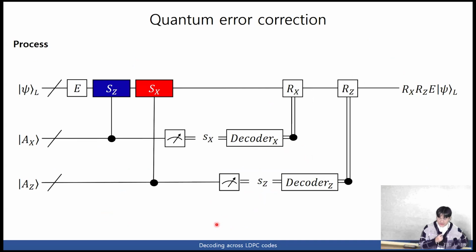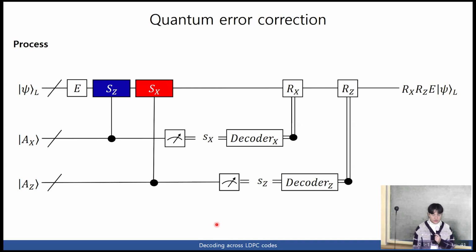The overall process of the error correction looks something like this. We get an error, and we measure them with X and Z stabilizers. From the measurement, we get syndromes X and Z, which we decode with decoders to find the error. Lastly, we do error correction.